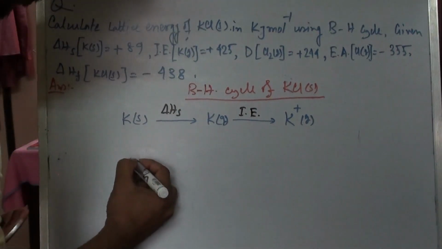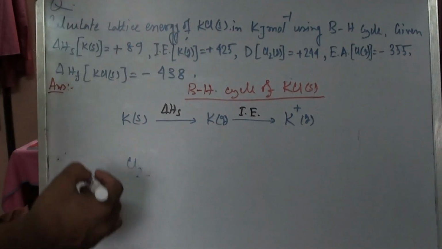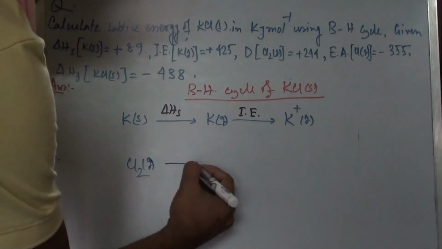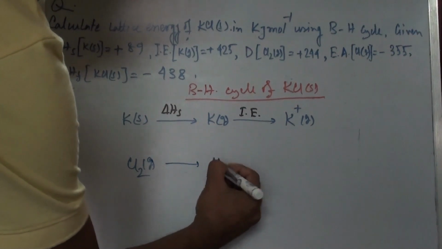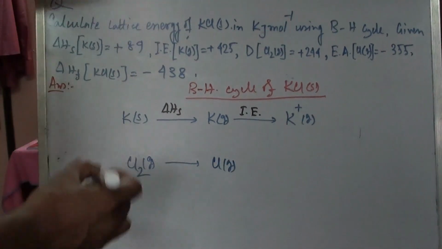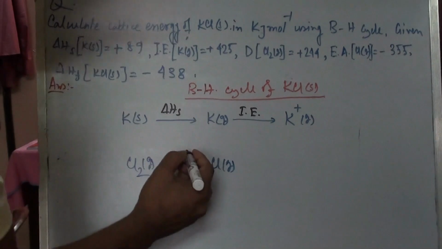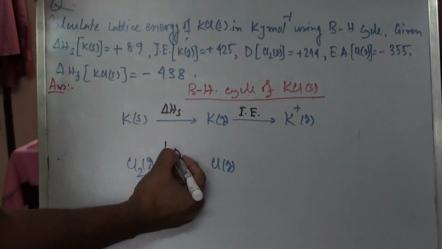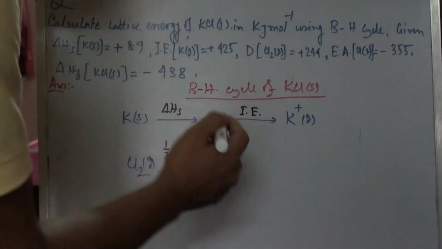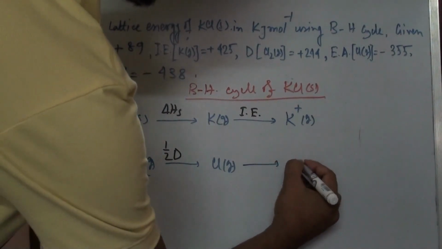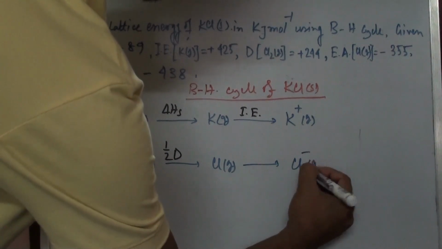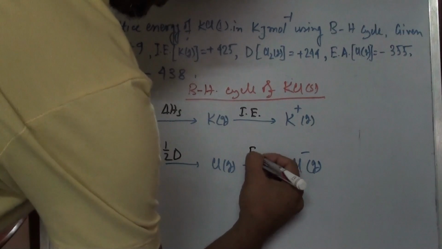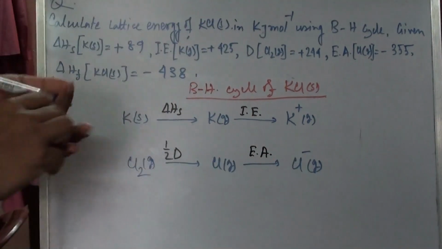Now chlorine, we know chlorine is present as Cl2 gas. So we have to convert it to Cl gas. Only one atom is required, so it is half bond dissociation energy. Now from chlorine gas to chloride ion in gaseous state, it is nothing but electron affinity of chlorine gas.